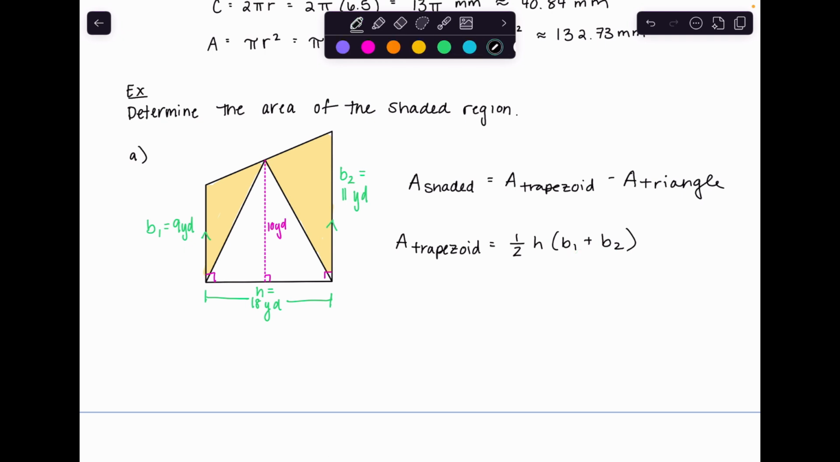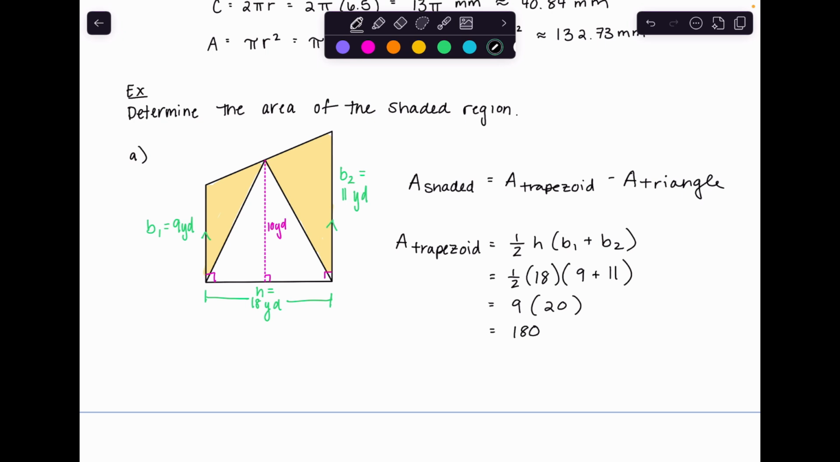So the area of my trapezoid is 1/2. My height is 18. Base 1 is 9, and base 2 is 11. So I really just need to simplify this. You could plug it all into your calculator, but doing it piece by piece, 1/2 times 18 is 9, and then 9 plus 11 gives me 20. So if I do 9 times 20, that gives me 180.